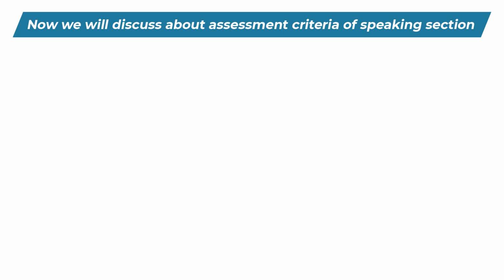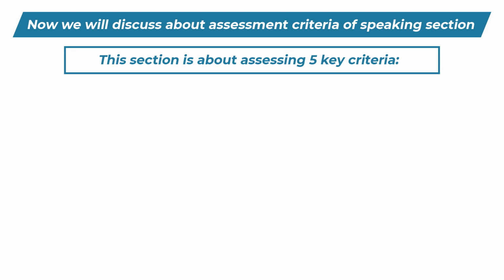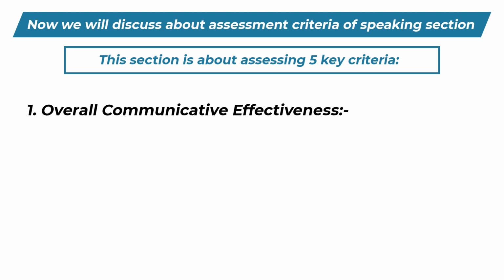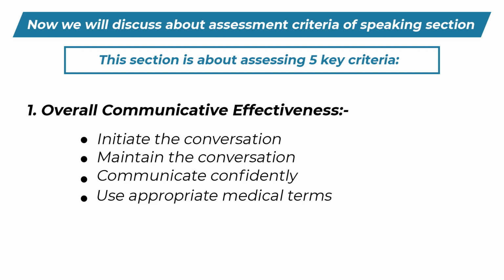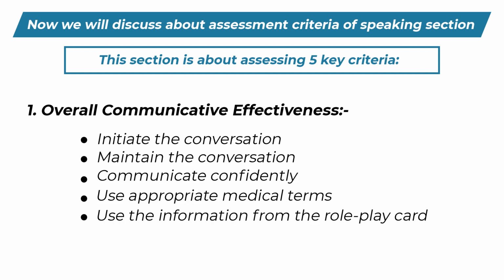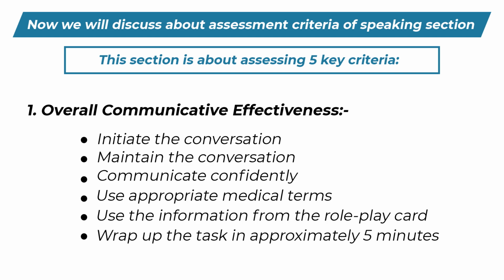Now we will discuss the assessment criteria of the speaking section. This section assesses 5 criteria. First, overall communicative effectiveness, which tells us how well you can maintain a meaningful interaction with the patient throughout the role play. This means whether you are able to initiate the conversation, maintain the conversation, communicate confidently, use appropriate medical terms, use the information from the role play card, and wrap up the task in approximately 5 minutes or not.